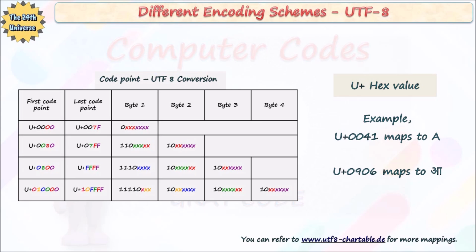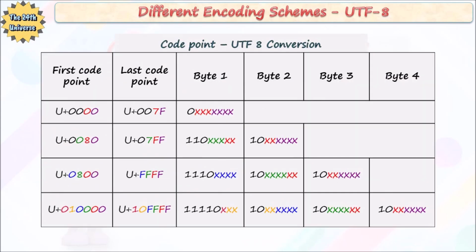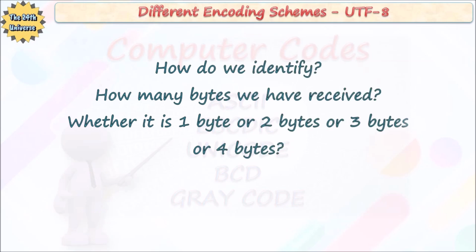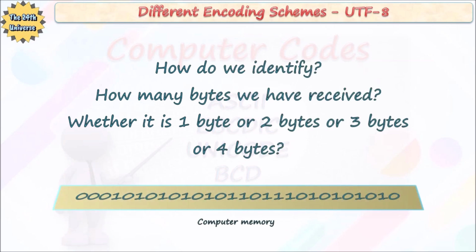Since UTF-8 is a variable length encoding, it gives us the ability to transmit in a single byte, 2 bytes, 3 bytes, and 4 bytes. And it does this by using the preceding or the most significant digits of these ones and zeros to identify whether we are receiving 1, 2, 3 or 4 bytes. If we look at the bunch of zeros and ones in memory, how do we identify whether we have received 1, 2, 3 or 4 bytes of information?